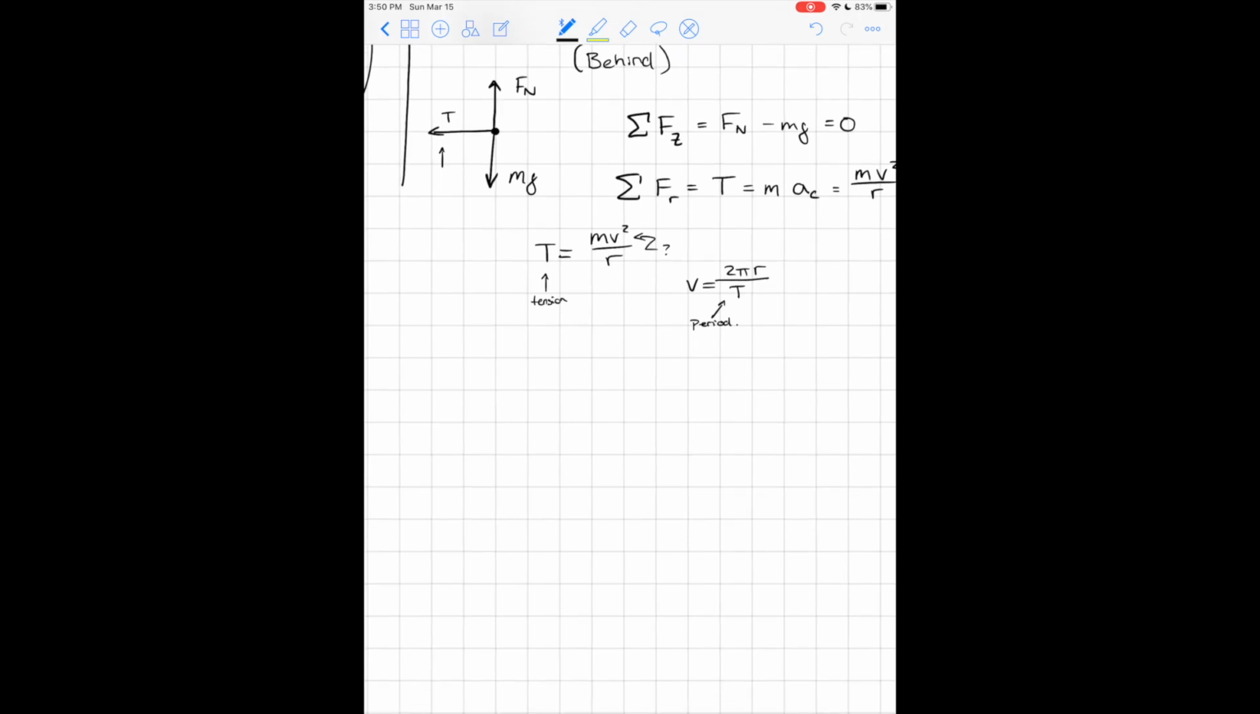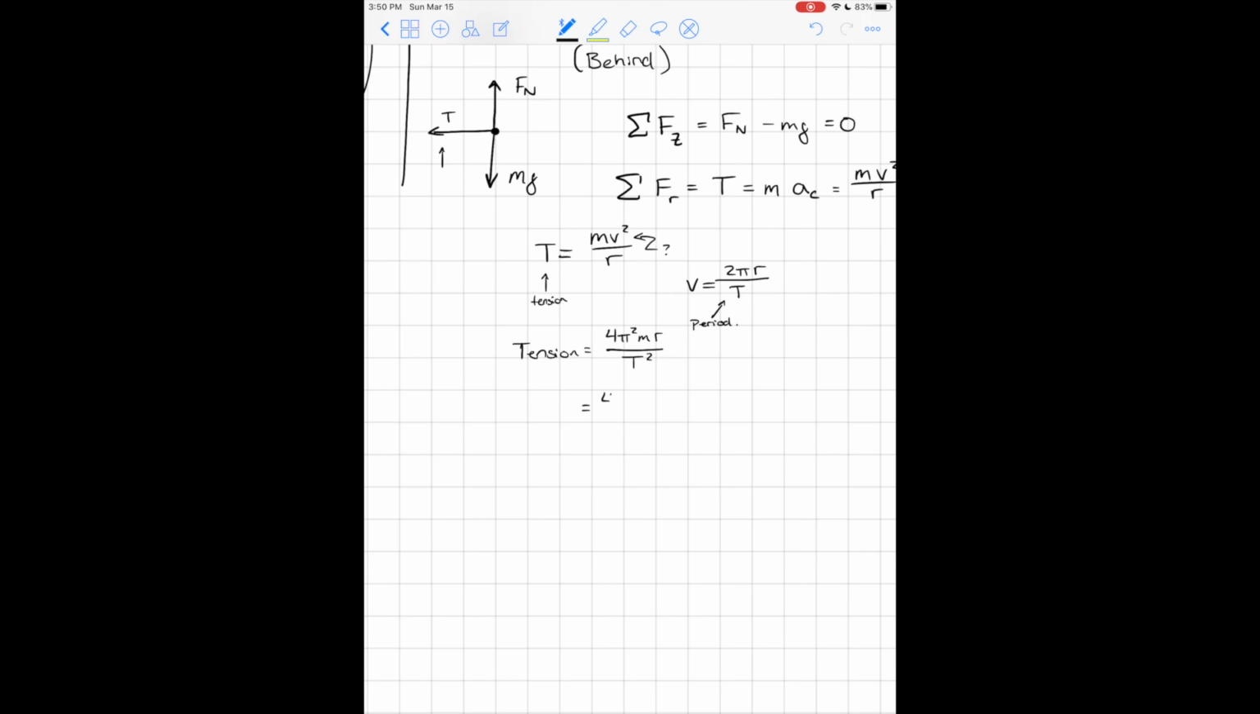So maybe what I'll do is say tension equals, now I'm going to say 4 pi squared m times, now I get r squared divided by r, so it's just going to be r on top, over my period squared. I'll leave that as T for right now.